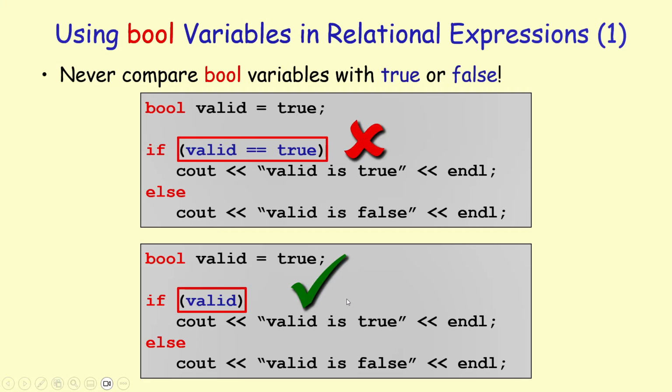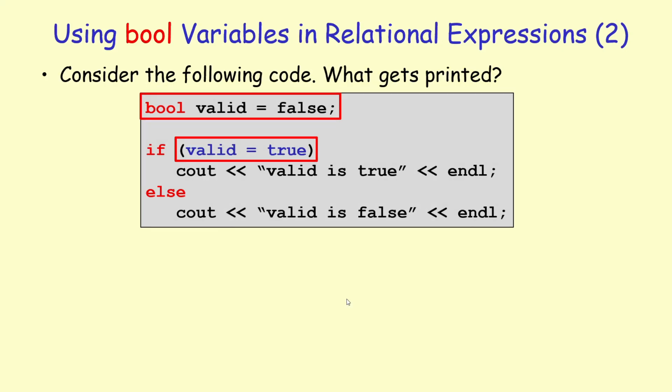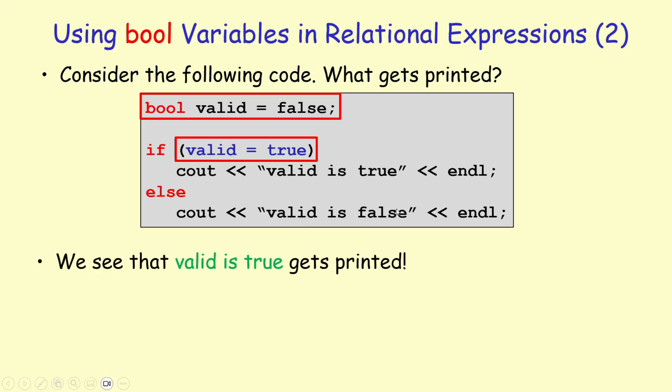And there's a reason for this. The reason has to do with confusing the equality operator with the assignment operator. Let's look at an example. We have a Boolean variable valid initialized to false, and we've got an if statement where the programmer checks if valid is equal to true, then print valid is equal to true, else valid is equal to false. When we execute this statement, we see that valid is true gets printed on the screen, and you may ask yourself, but the initial value of valid was false. Why did we see valid is true on the screen?